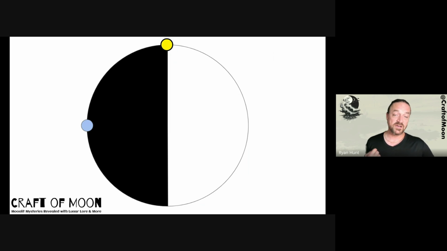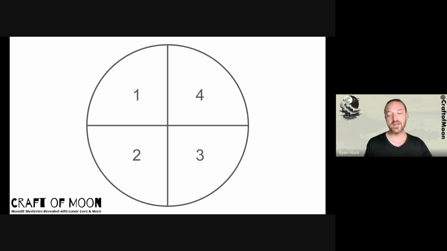When I was a child, I couldn't understand why they called this the first quarter, because it was clear to me that half the moon was illuminated. So why don't they just call it the half moon? I often did try to call it the half moon and was corrected many times that it's actually the first quarter.